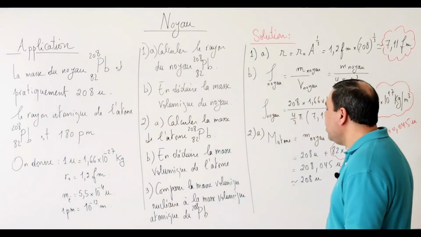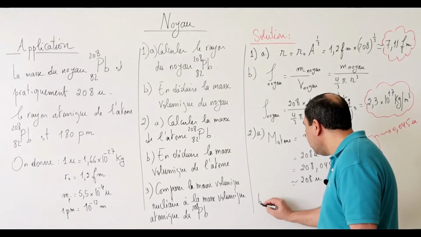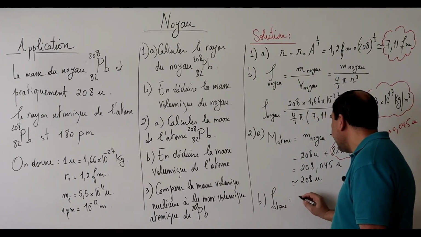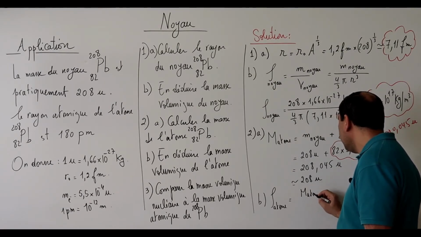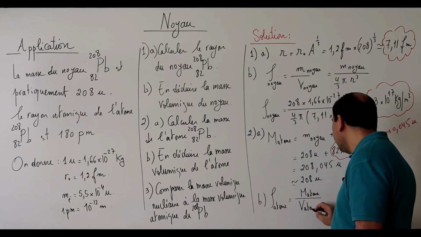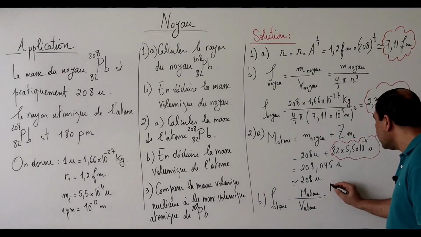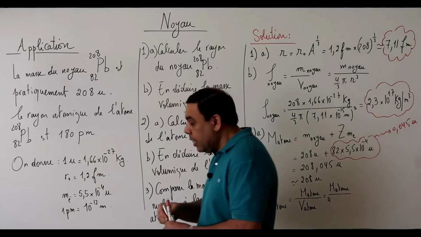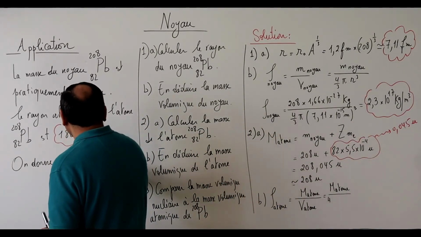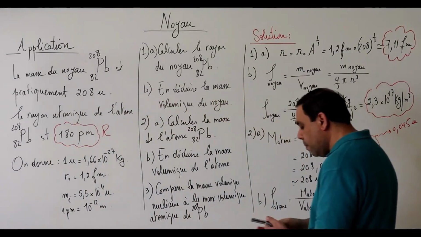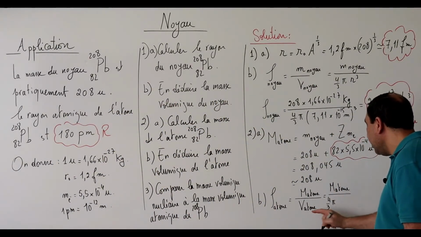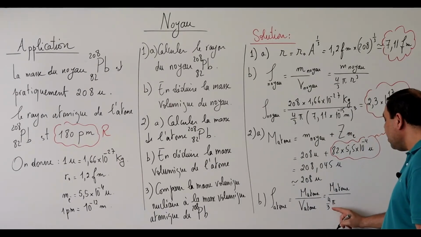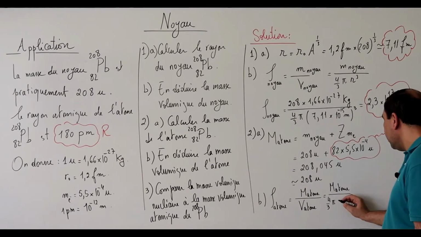In part B, deduce the density of the atom. Repeat the formula above, but for the atom. It's the mass of the atom divided by the volume of the atom. We have the mass of the atom, the volume of the atom, which is assumed spherical, of radius 180 picometer, 4/3 pi r cubed. The atom is a sphere of radius r, 4/3 pi r cubed.